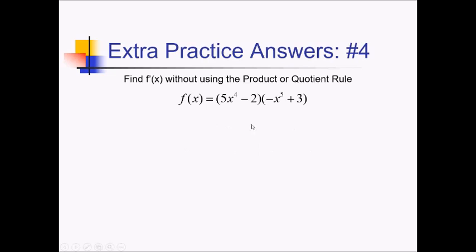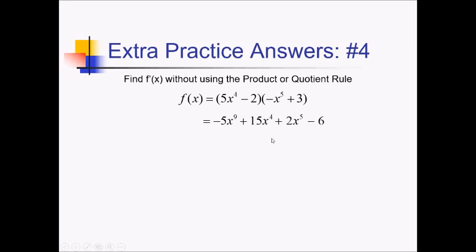To figure out this derivative without having to use the product rule, we'll FOIL this out first, distribute. So I've got negative 5x to the 9th, if I do the firsts here, and then outers is going to give me 15x to the 4th. Inners will have positive 2x to the 5th, and for the lasts, that's going to be negative 6.